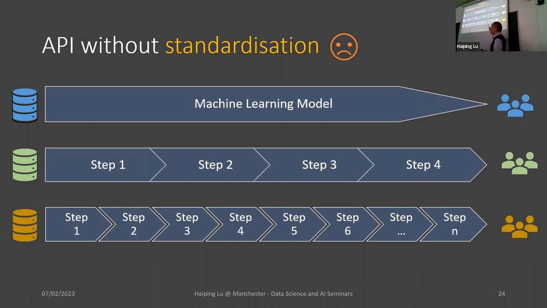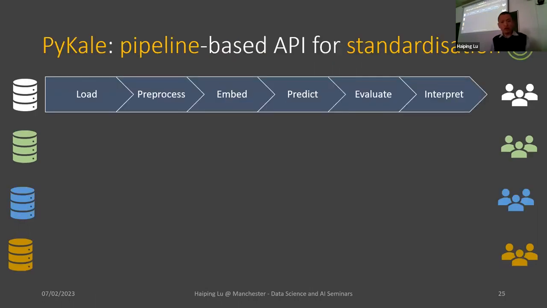The problem is standardization. Things are not standardized, and even the same thing looks very different. So it builds a lot of barriers and confusion, and wastes a lot of effort. So what we want to do is build a pipeline-based API that standardizes the process.